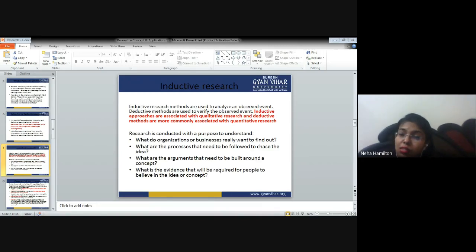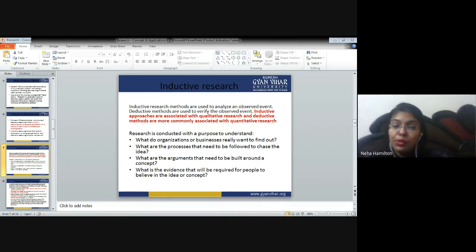So why this research is being conducted, it is important to understand the motive behind it. So what is the first motive? What do organizations or businesses really want to find out? So the research problems are enormous in business.